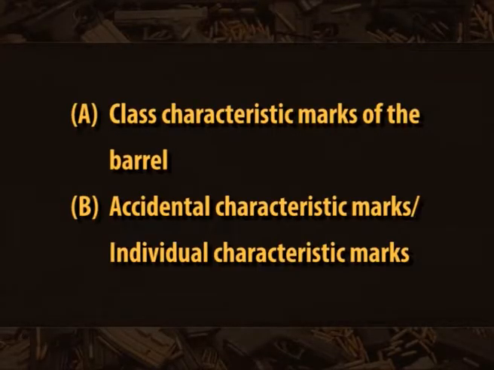A bullet is a projectile fired from a rifle weapon and is a part of a rifled cartridge. The bullet, while passing through the barrel, gets the following characteristics of the barrel. First is the class characteristic marks of the barrel, and second, accidental characteristic marks or individual characteristic marks.